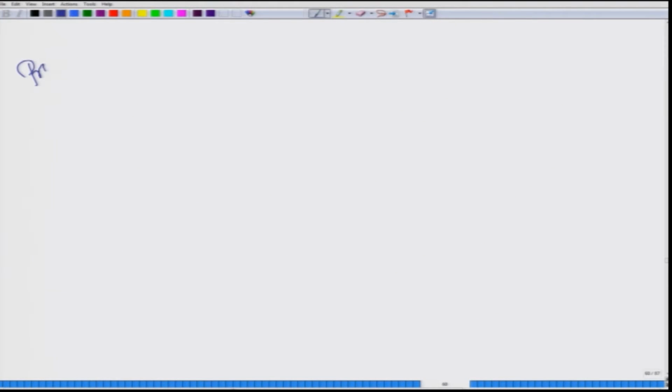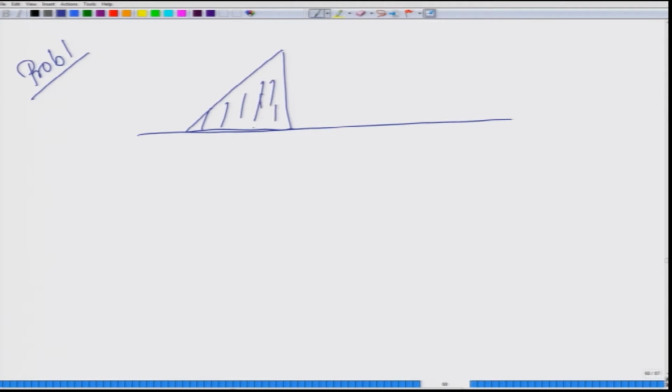So, in this problem number 1, it says that there is a triangular block on a horizontal plane. This block makes an angle 30° with the horizontal, and the coefficient of friction between these two surfaces is given as mu, and I take this direction to be positive x. This is my positive y. Now, a force is applied at an angle 90° with the inclined plane. So, the inclined plane makes an angle 30°, and at an angle 90° I apply a force, say F.